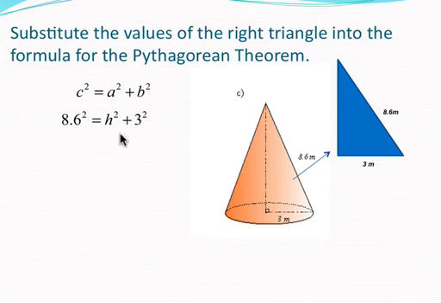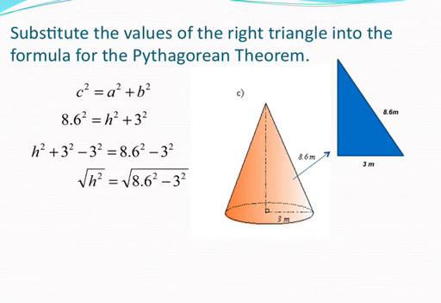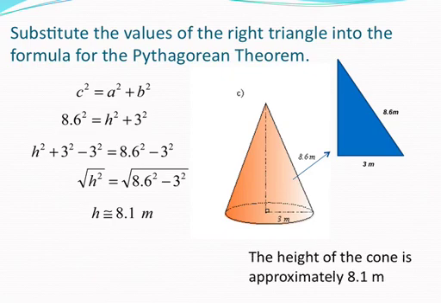So now we're going to solve for h, and so what we're going to do is subtract 3 squared from both sides and then evaluate this. And h comes out to, if you do this calculation correctly, remember we have to square 8.6 minus 3 squared, which is 9, and take the square root of that, and you should get 8.1 meters. So that means that the height of the cone is approximately 8.1 meters, and I've rounded here.